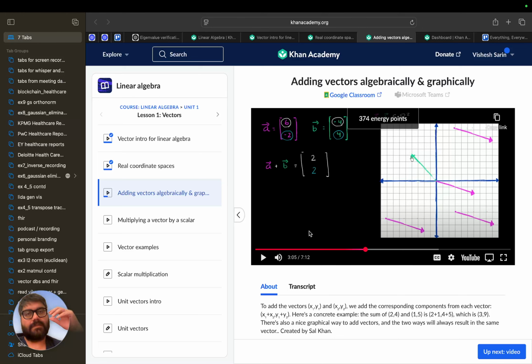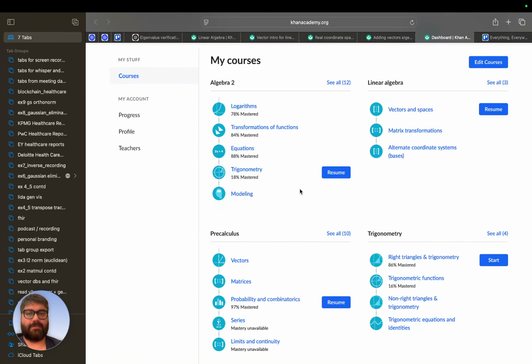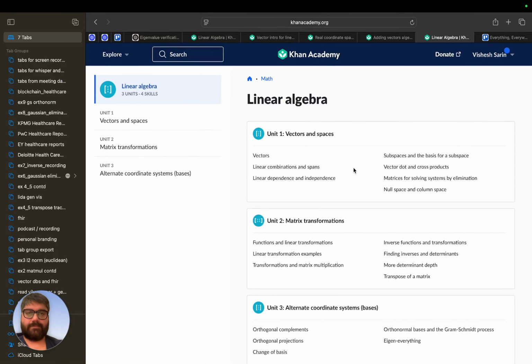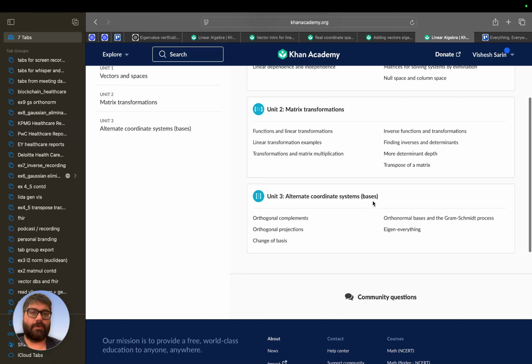it's nice watching it now after doing all the stuff with Gram-Schmidt orthonormalization, because I'm kind of falling into the deep end and using my base level math intuition to understand that, and then coming back to this. It's some validation there. Very specifically, if you look at the units for the linear algebra skill, Unit 3's alternate coordinate systems, bases, orthogonal complements, etc. So that made sense to me.